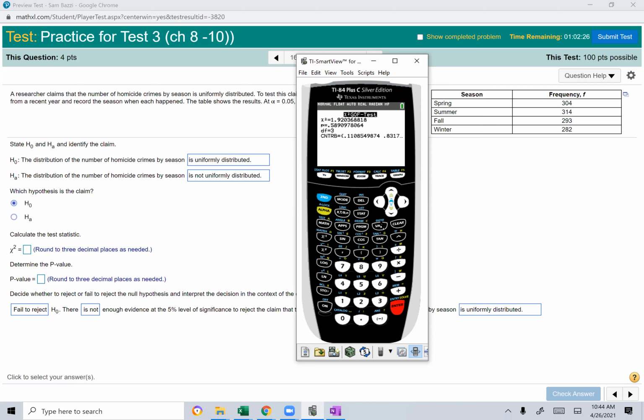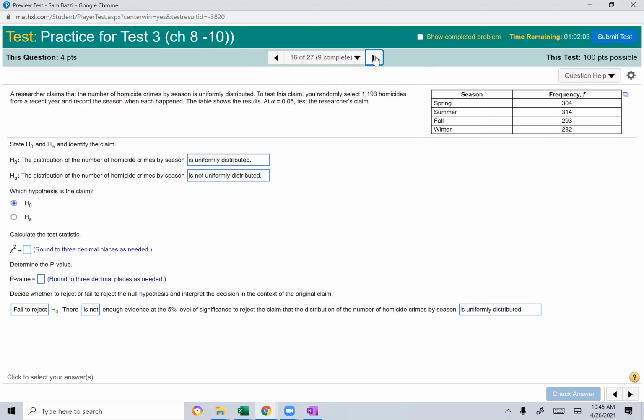Okay. So you get 1.920 for the chi-square. You see, it's exactly the same as StatCrunch. P-value is 0.589, which is more than alpha. Fail to reject the null hypothesis. There is not enough evidence to reject the claim that the distribution is uniform. All right. Next.